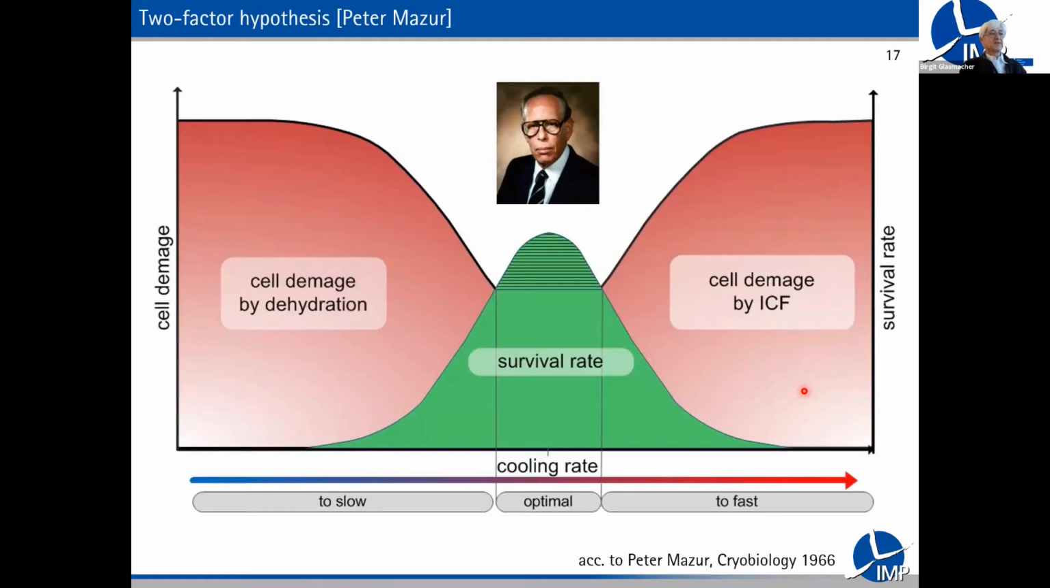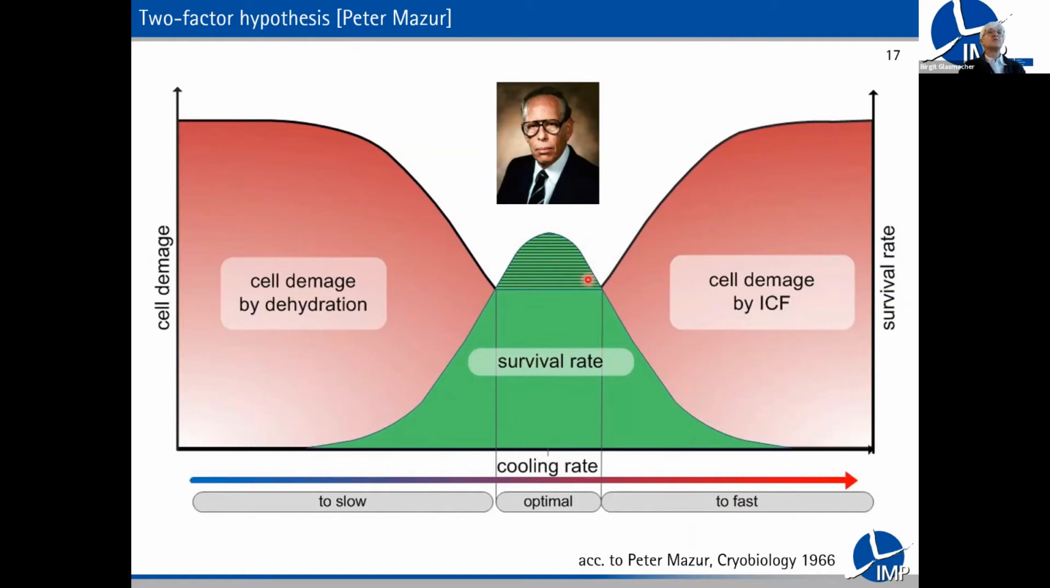And yeah, all these findings have been put together by the leader in our cryobiology field, Peter Mazur, and you already saw this U-shape on top, saying that we have much cell damage if we freeze too slow, and a lot of cell damage, intracellular ice formation, if we freeze too fast. And there is a cooling rate that is optimal.